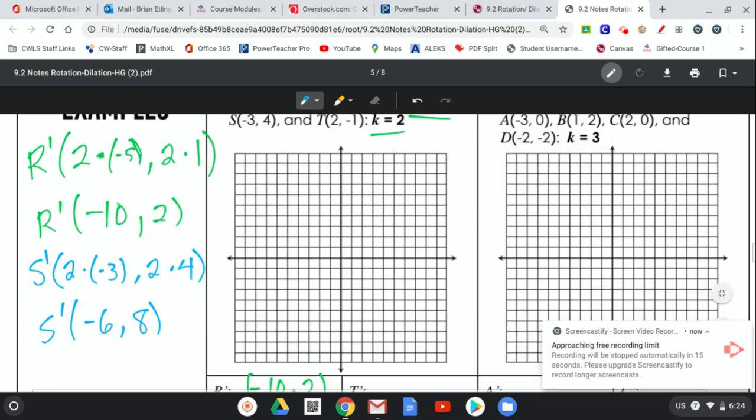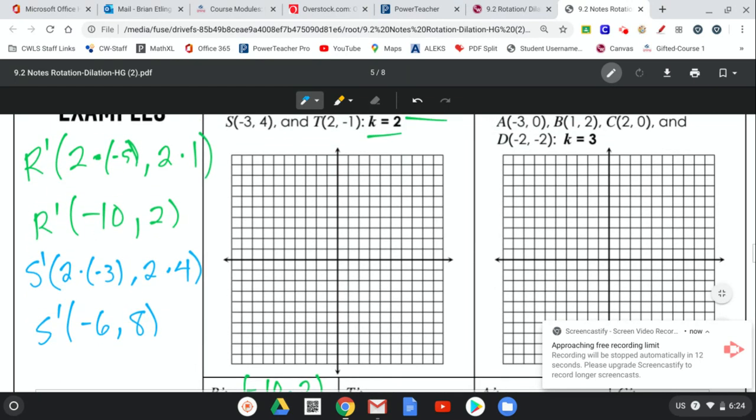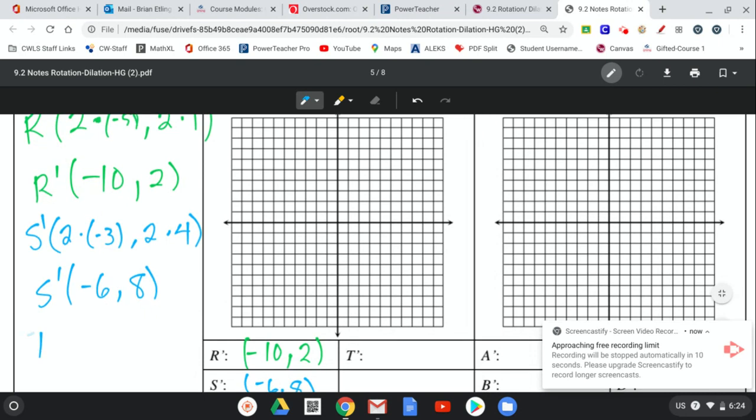Alrighty, and lastly we have T prime. We're going to do 2 times 2 and 2 times negative 1.